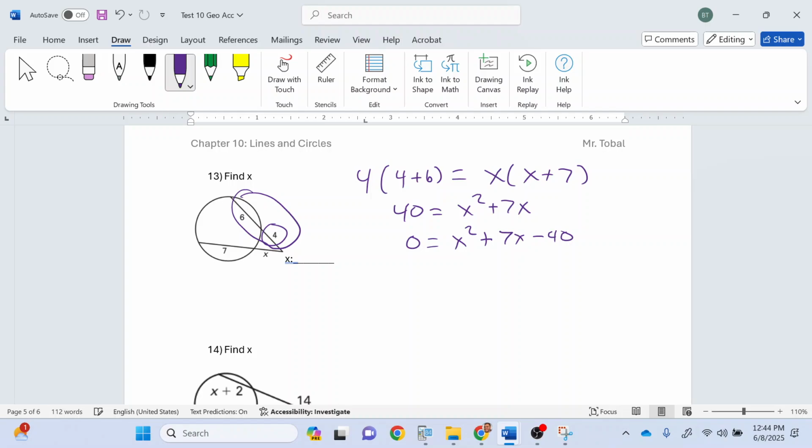I need things that multiply to negative 40 that add to 7. 4 and 10, no. 8 and 5, no. What is this? 2 and 10, 2 and 20. Something wrong with this question?